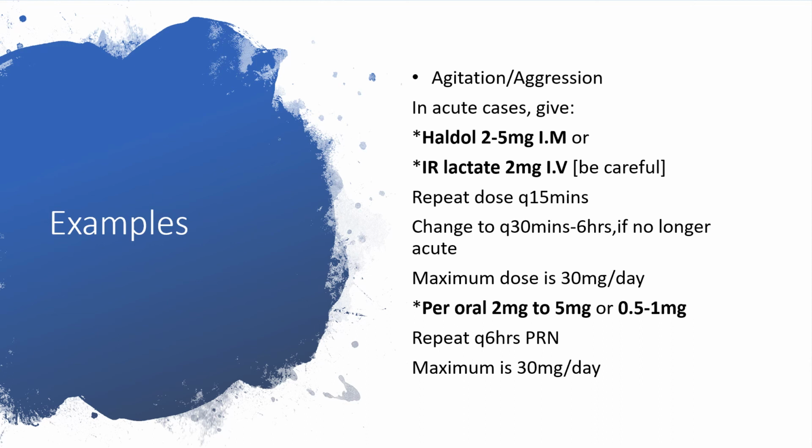You can repeat the dose every 15 minutes. Change to every 30 minutes up to 6 hours if the situation is no longer acute. But the maximum dose that we could give per day is 30 milligrams. You may choose the oral route, and you can give 2 milligrams to 5 milligrams or 0.5 to 1 milligram. You may repeat this every 6 hours as may be required. But remember, the maximum dose we could give per day is still 30 milligrams.